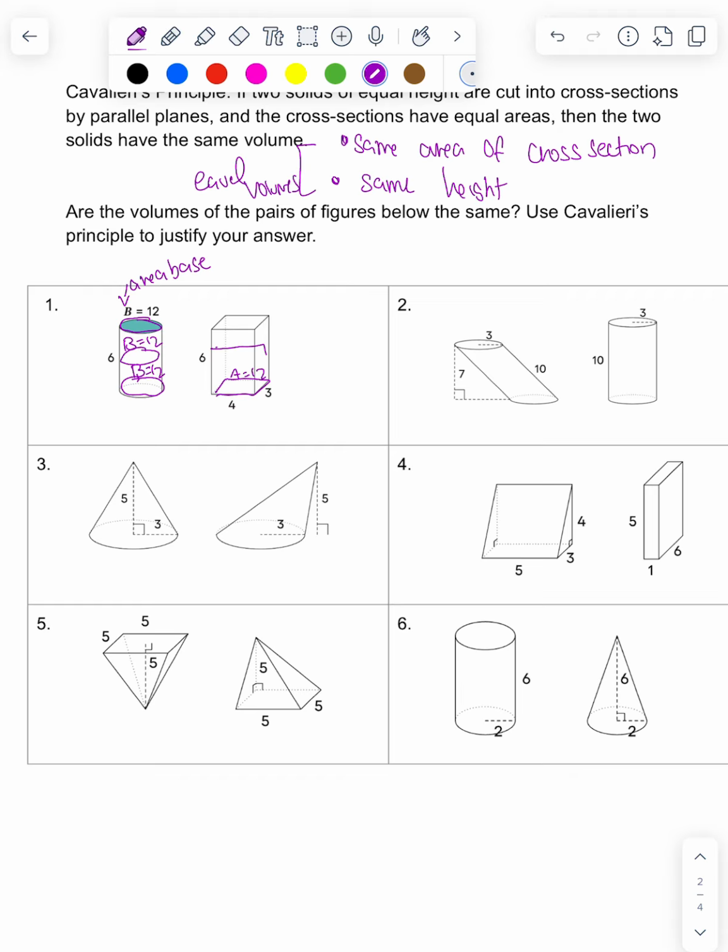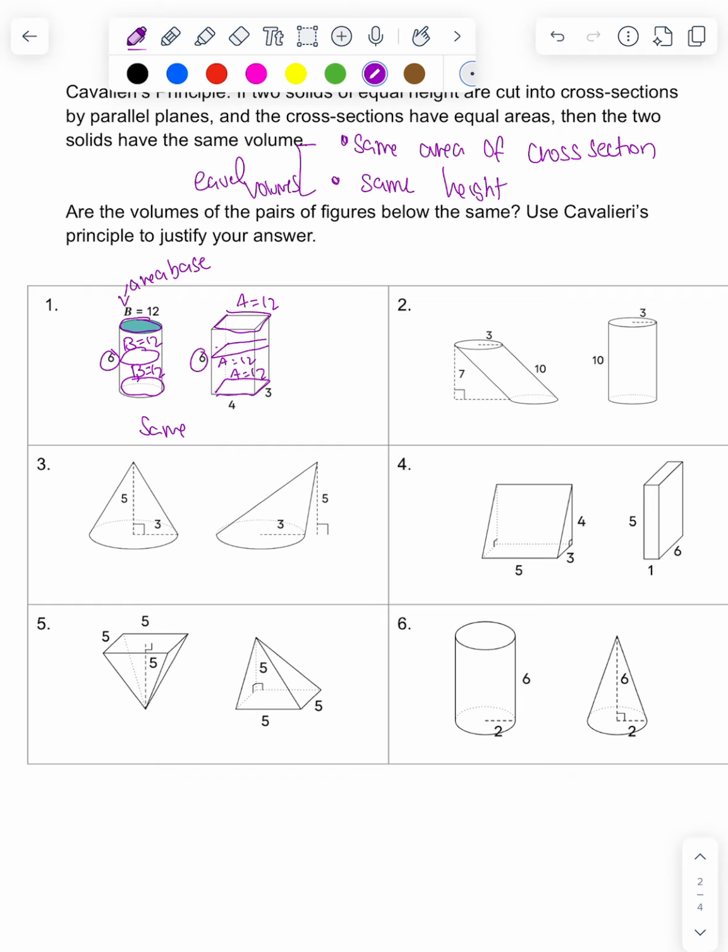And I'm a horrible artist, but any cross-section that you take will be the same rectangle with the same area of 12. I should say any cross-section parallel to the base, going in the same direction. So since the area of the cross sections are the same for both of the solids, they're 12, and since the heights are the same, they're both 6, they're going to have equal volumes according to Cavalieri's principle.